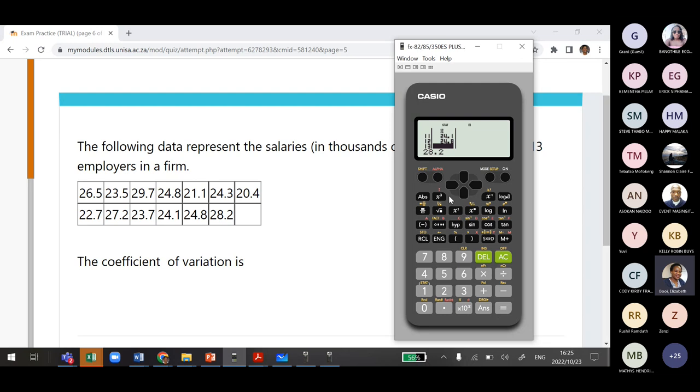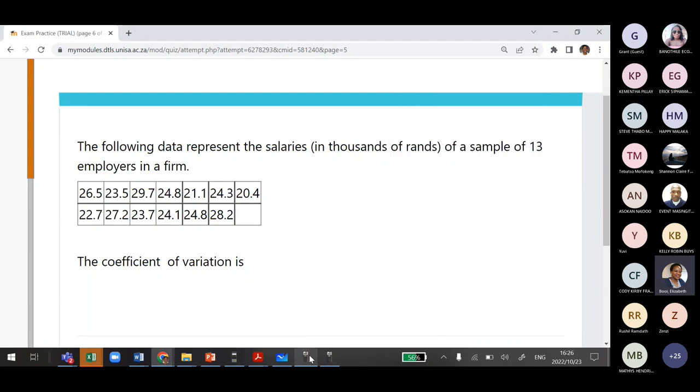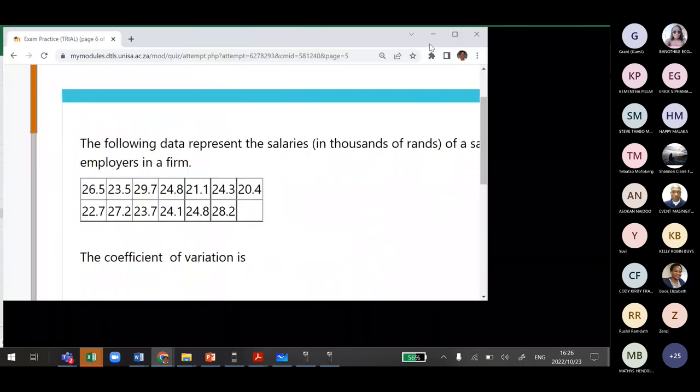21.1, 24.8, 21.1, 24.3, 21.4, 22.7, 27.2, 23.7, 24.1, 24.8, and 28.2. There should be 30 of them. And I can just double check that I've captured all the values correctly. 2.7, 20.4, 24.3, 21.1, 24.8, 29.7, and 23.5, and 26.1. Okay, I'm going to give you a chance while I also capture using the other calculator.